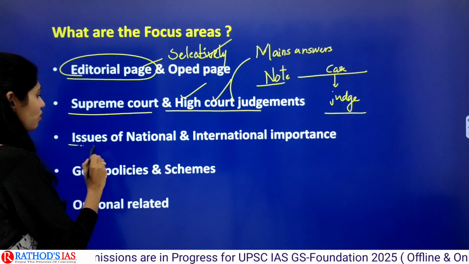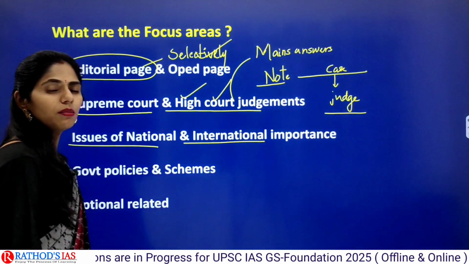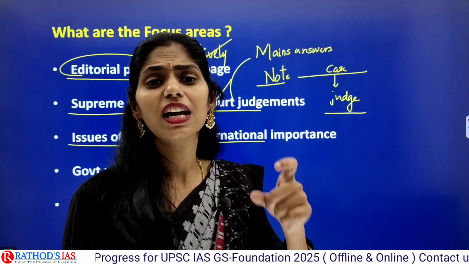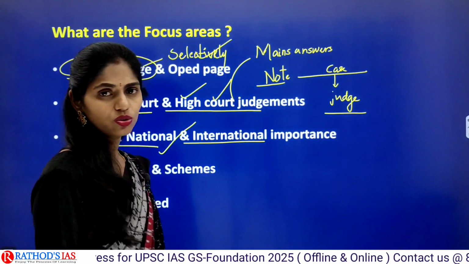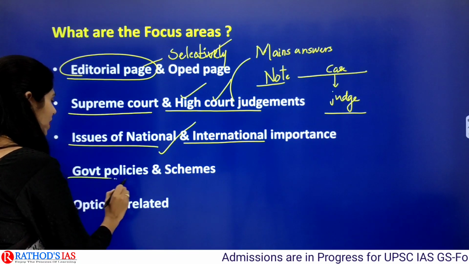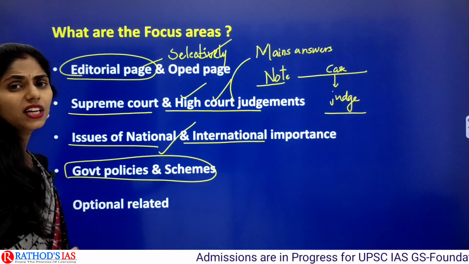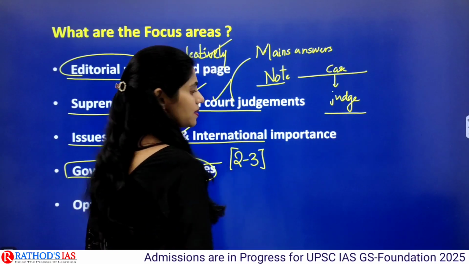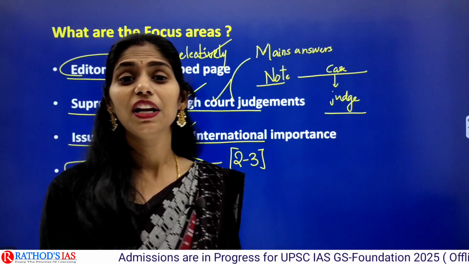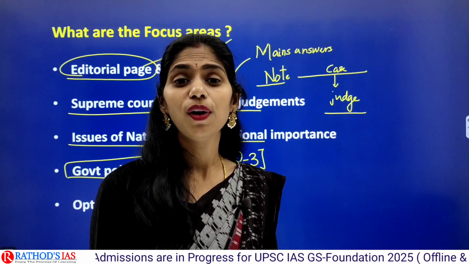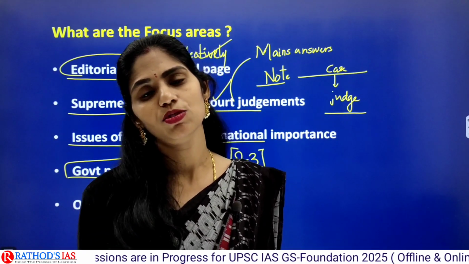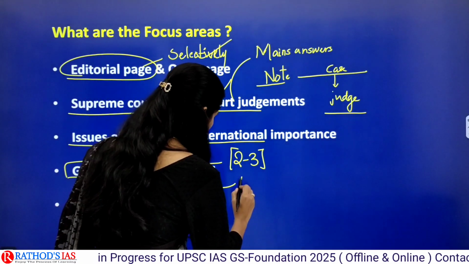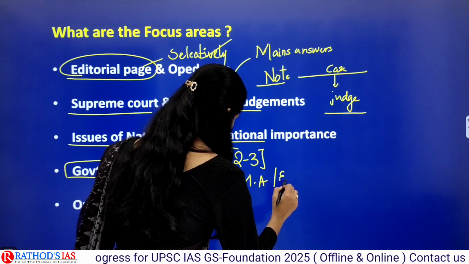Next is issues of national and international importance, because in your prelims syllabus they directly mention issues of national and international importance. So you have to see those issues. And this one is government policies and schemes. Every year in prelims you can see two to three questions from schemes and policies. You are going to be a civil servant, so you have to know what the government is doing, what the policies and schemes of the government are. And these schemes you can use in your mains answers as well as in the essay part.